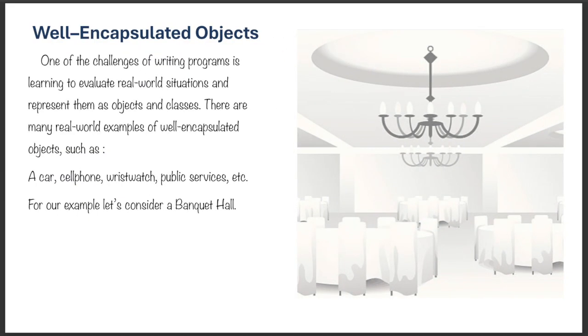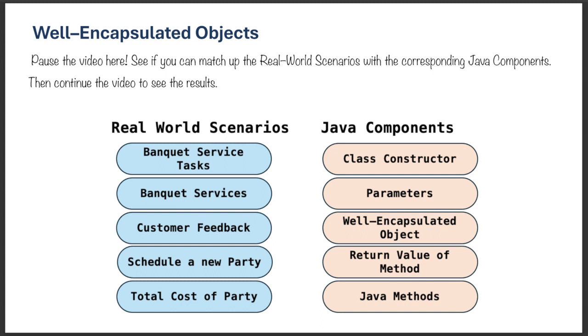So one of the challenges of writing programs is learning to evaluate real-world situations and to represent them as objects and classes. There are many real-world examples of well-encapsulated objects, such as an automobile, a cell phone, a wristwatch, public services, and so on and so forth. In this example, we are going to use a banquet hall as our well-encapsulated object. Pause the video here, see if you can match up the real-world scenario with the corresponding Java components. Give it a try, and then when you're done, unpause and see how I did it.